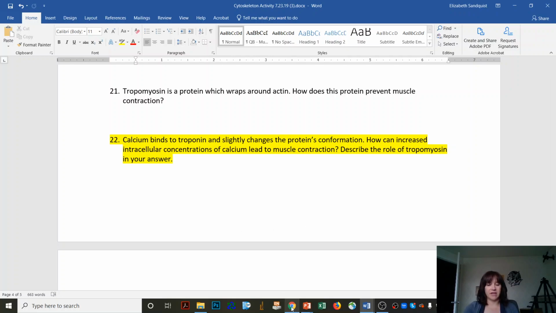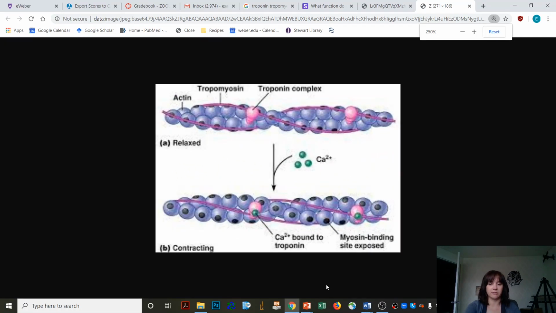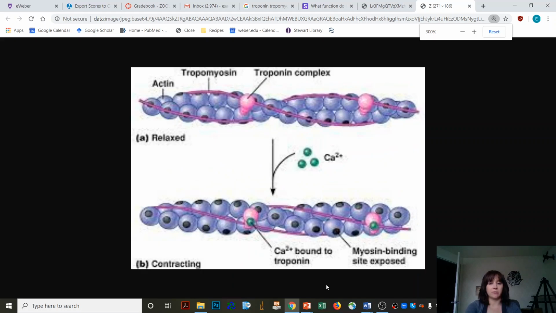I was not a big fan of the picture in your book, so I found one online that I liked a little more. It's a bit fuzzy, but I think it is a little bit more detailed. So in this picture, in A, we have a relaxed muscle, and B is contracting. We have actin shown in blue, tropomyosin, and troponin. Now in B, when the muscle is contracting, what is causing this contraction? What is binding to what?